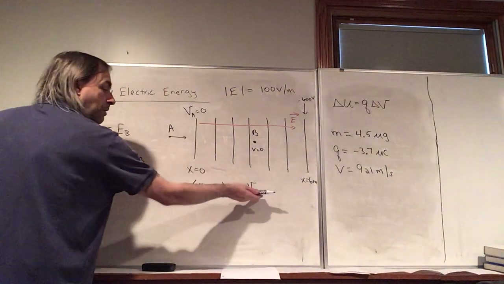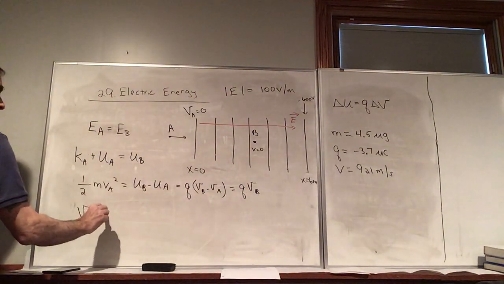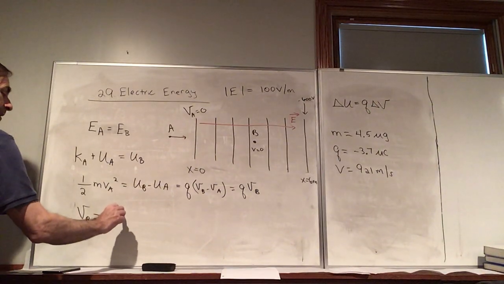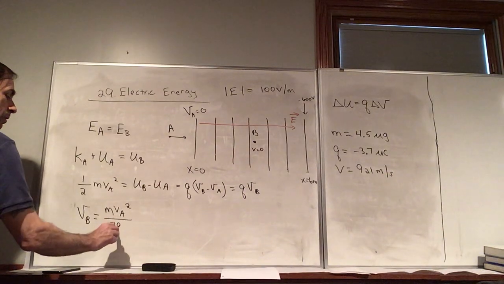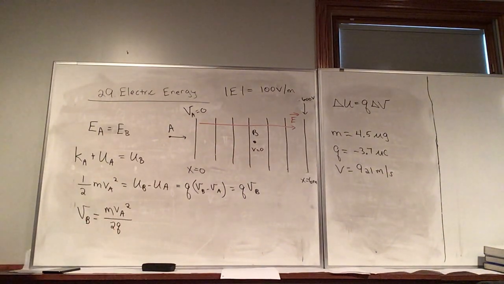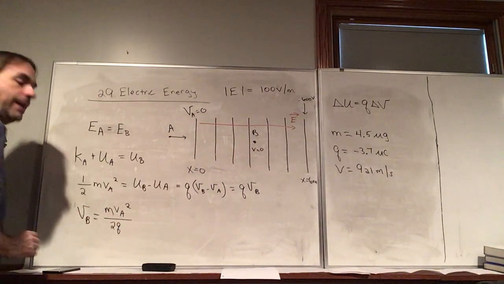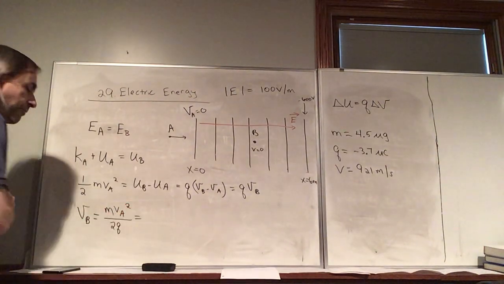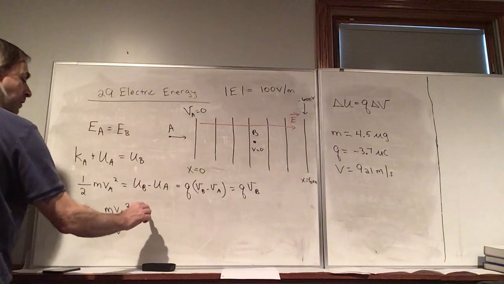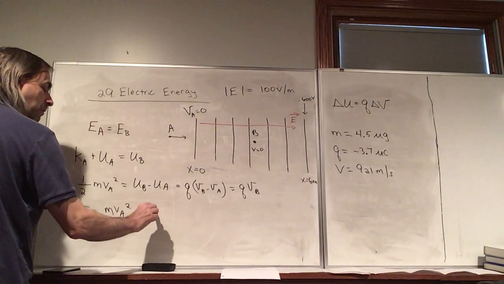So basically we just divide by Q. So we have mass times the velocity at A squared over 2Q. So again, that's a velocity, that's a potential. And now let's plug in some numbers. So the mass is 4.5 micrograms.